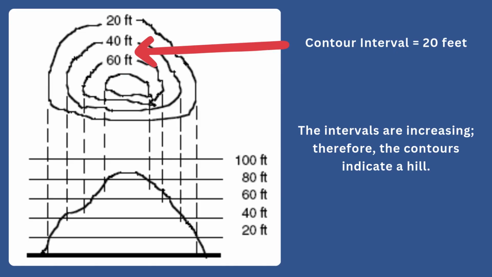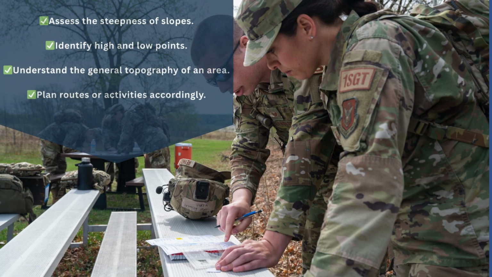This helps us measure how steep or gentle a slope is just by looking at the spacing between the lines. Smaller contour intervals are used in flatter areas to show subtle changes in elevation, while larger intervals are used in mountainous regions to avoid cluttering the map. By interpreting the contour lines and considering the contour interval, navigators can assess the steepness of slopes, identify high and low points, understand the general topography of an area, and plan routes or activities accordingly.